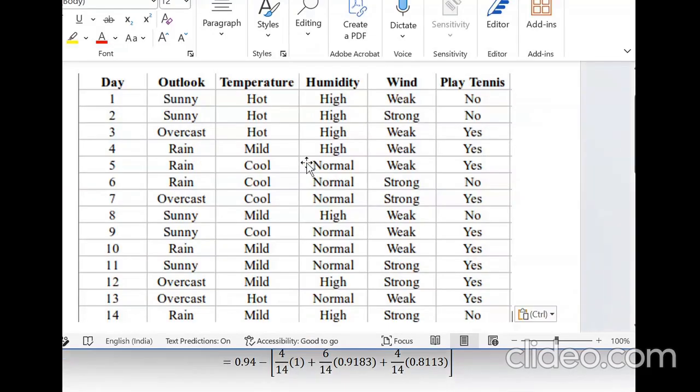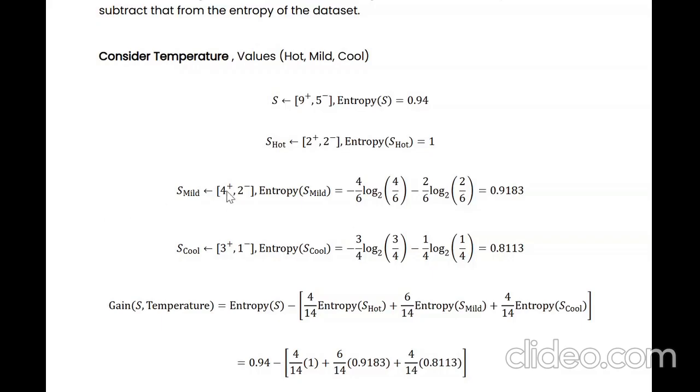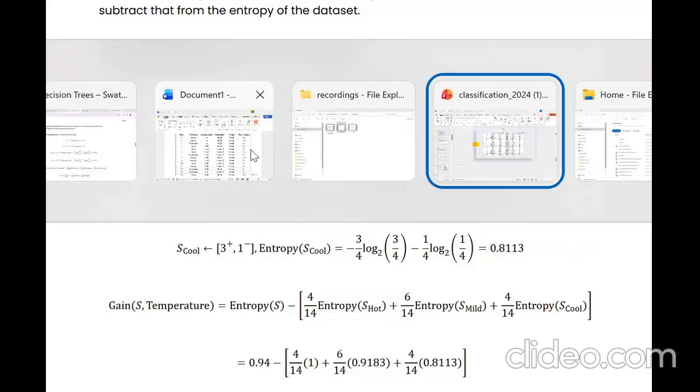Let's proceed with mild. Mild and yes, mild and no, mild and yes, mild and yes, mild and no. So in mild, we had 4 yeses and 2 no's. Therefore, entropy of S mild is minus 4 by 6 log of 4 by 6 to the base 2 minus 2 by 6 log of 2 by 6 to the base 2, which comes out to 0.9183. Let us now take cool. We are done with mild.